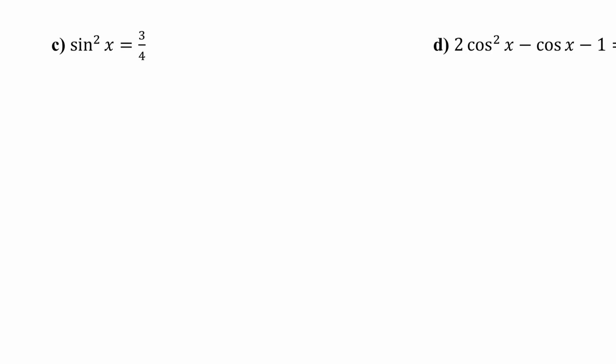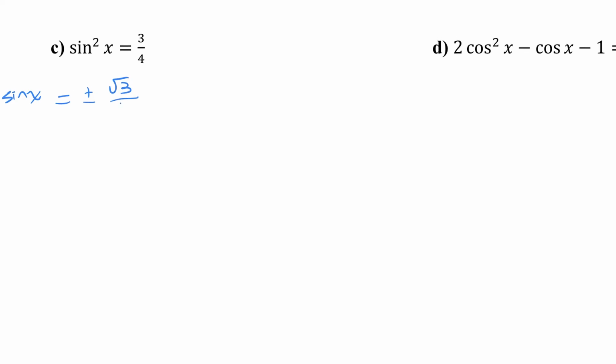Part C, I have sine squared x equals 3/4. Well, I want to take care of that squared by moving it to the other side. The inverse of squaring is plus or minus square rooting. And the square root of 3, nothing I can do other than write root 3, but the square root of 4 is 2. So I have sine x equals plus or minus root 3/2.